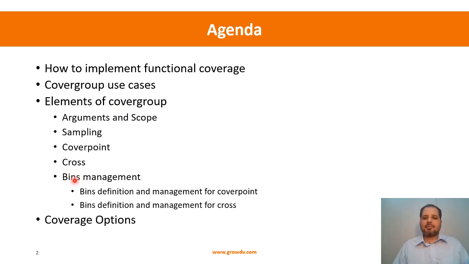Then we'll come across this term called bins. Bins are specifically like named values, wherein when you cover a particular variable, it is going to take different values. You can give a name to a particular value, or to a group of values, or to a transition, right? So how do you define them, and how do you manage them? We will cover them in the context of both the cover point as well as cross.